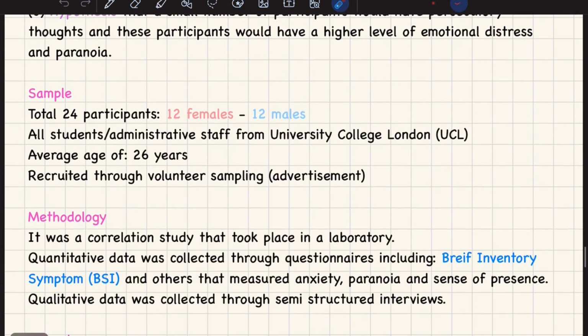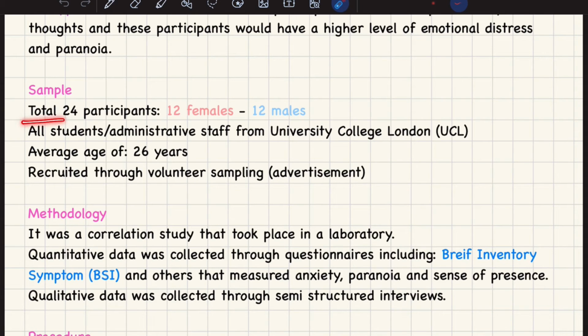Now, the sample of the study was a total of 24 participants. There were 12 females and 12 males, an equal number of both genders. Nearly all of them were students and 3 of them were administrative staff. So basically, 21 participants were students and 3 of them were administrative staff from the University College London, UCL.